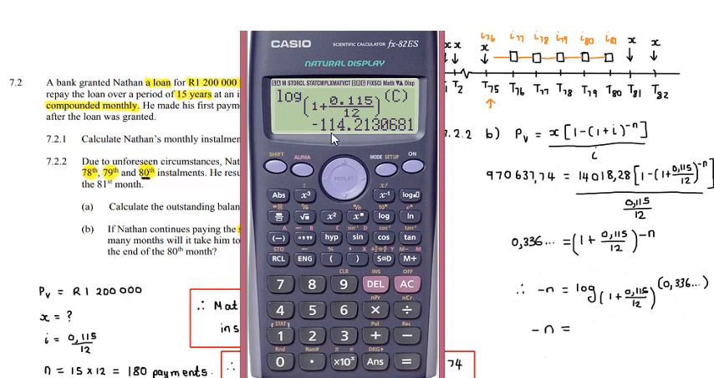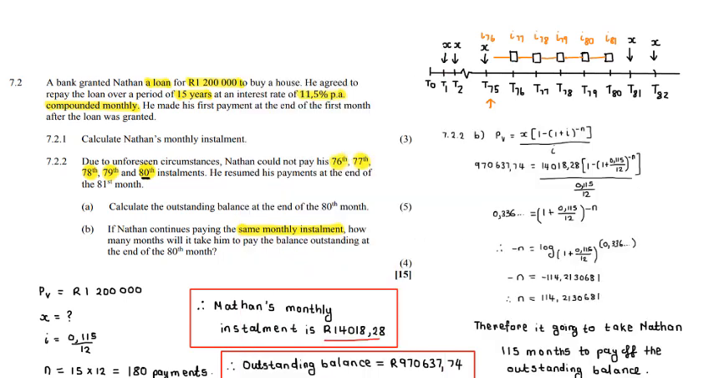Basically, he needs to make 114 payments in order to settle this loan. But because of these decimal places over here, he still needs to make 1 month extra payment. So we can conclude this by simply saying that therefore it's going to take Nathan 115 months to pay off this outstanding balance, and we're talking about this outstanding balance right over here.